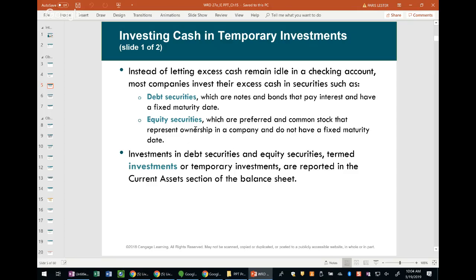All right, stock, which are preferred and common stock that represent ownership. Investments in debt securities is called investments. So now we're going to debit investments and credit cash when we buy these items.